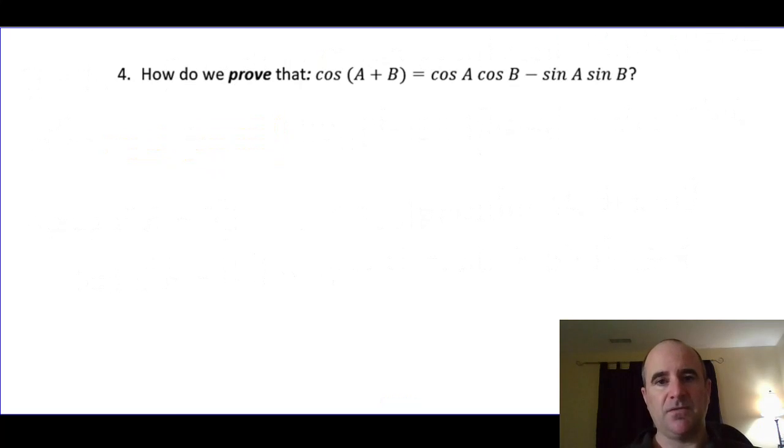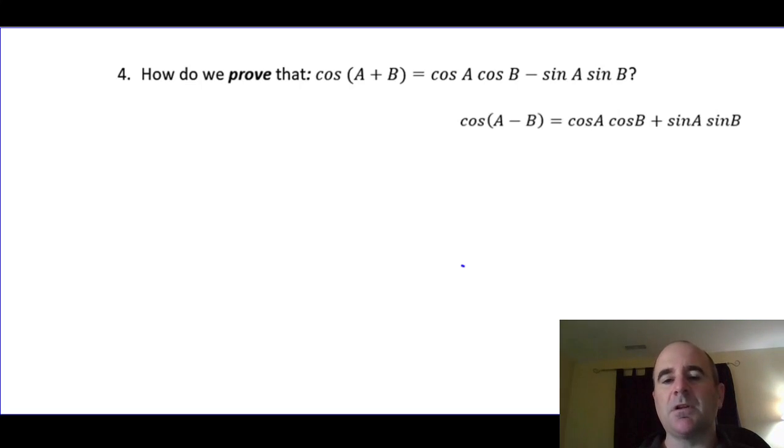Moving on to question 4. How about we prove the addition identity for cosine? Now, if you made it through the subtraction identity, you're probably thinking, I can't handle another one of these. But relax, now that we have proved the cosine of A minus B, this formula is actually pretty easy to do. Let me show you.